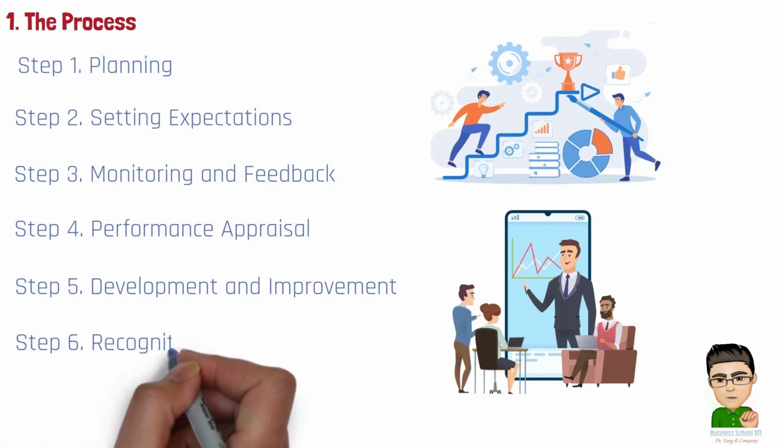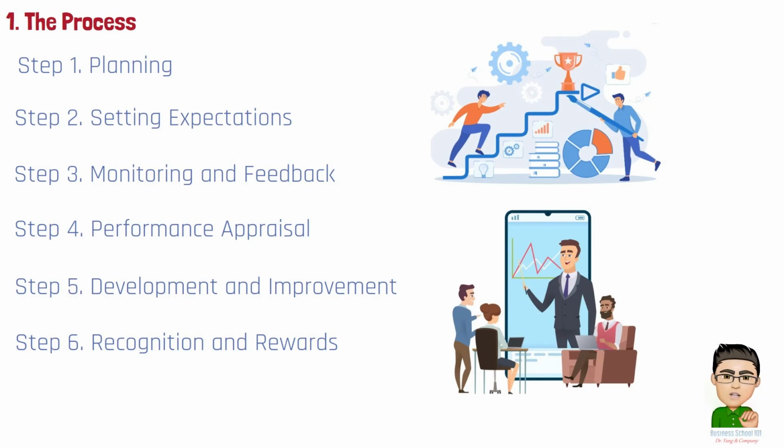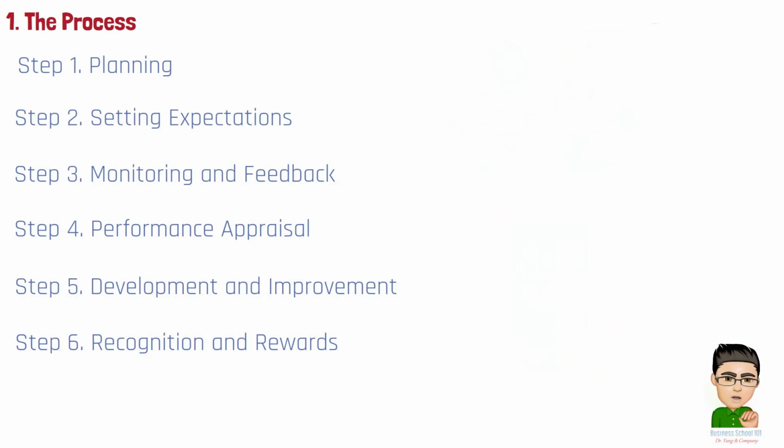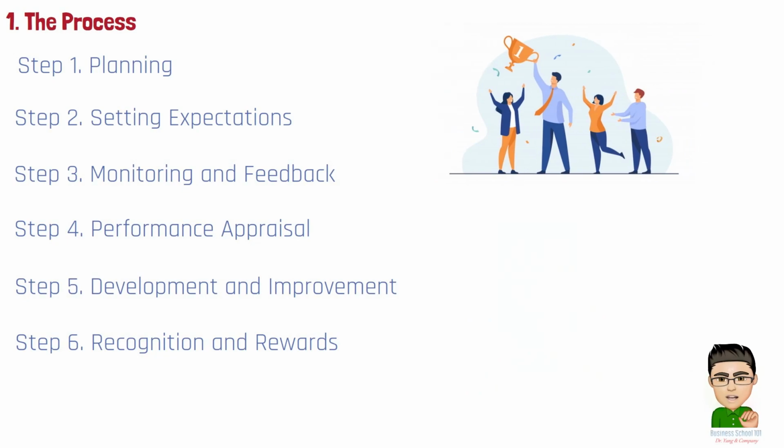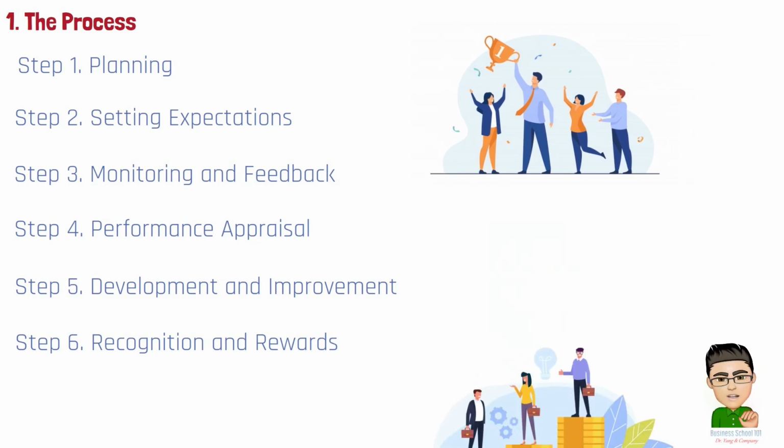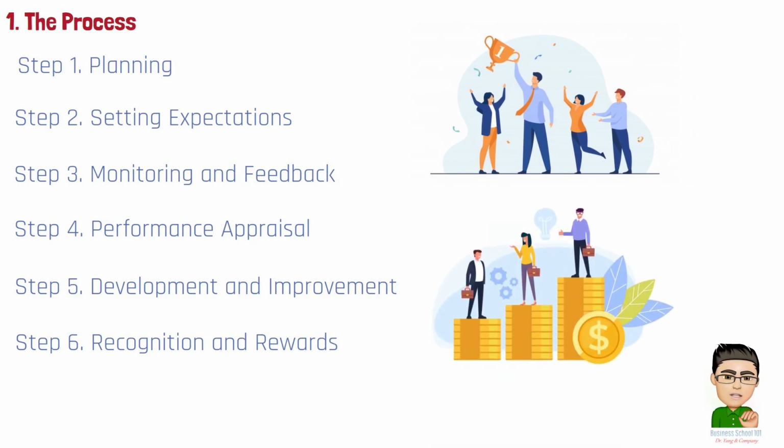Step 6. Recognition and rewards. High-performing employees should be recognized and rewarded for their achievements. Rewards can take various forms, including salary increases, bonuses, promotions, awards, or other forms of recognition. This step helps motivate and retain top talent.